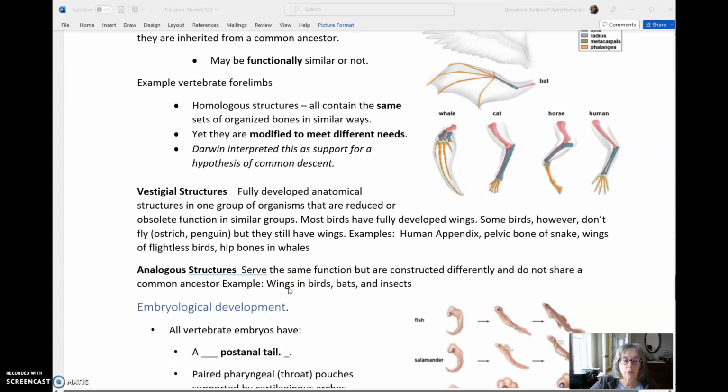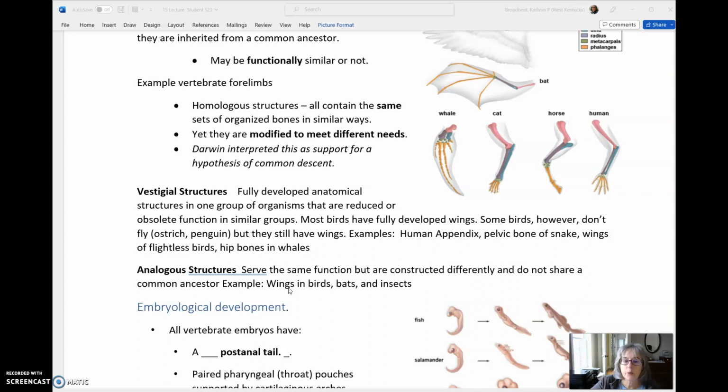Vestigial structures are fully developed anatomical structures in one group that are reduced or obsolete in similar groups. So most birds have wings. I can't think of any that don't, but there might be one. But not all birds fly. The ostrich and penguin are examples. They don't fly, but they have wings.